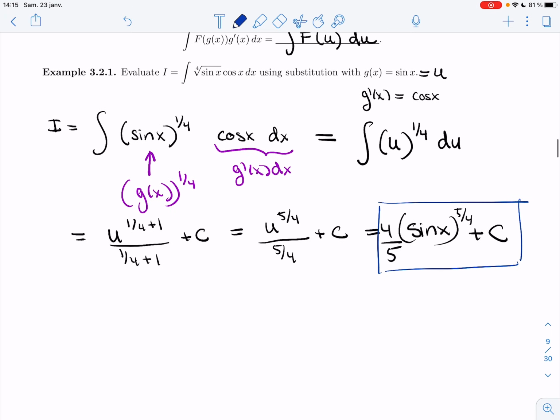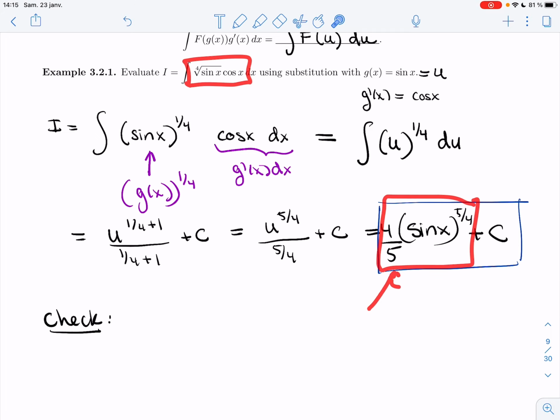All right, let's check. If you have an answer like this and you want to check if it makes sense, all you have to do is make sure that this is an antiderivative for the function you started with. So I need to take the derivative here. I need to take the derivative of this function.